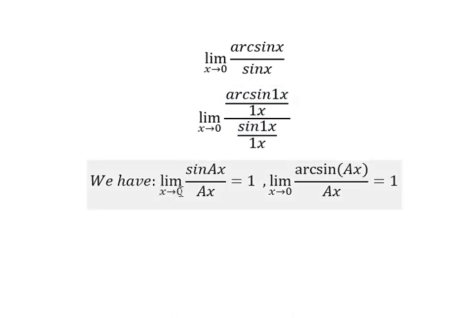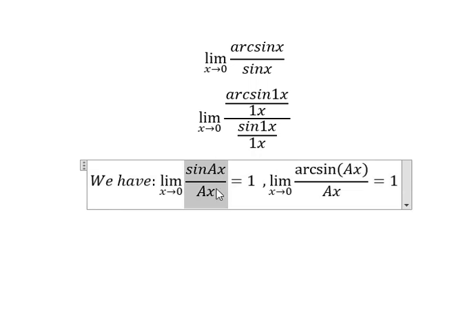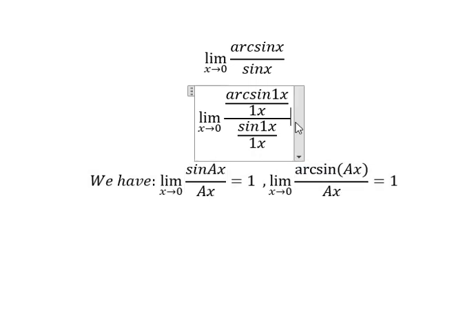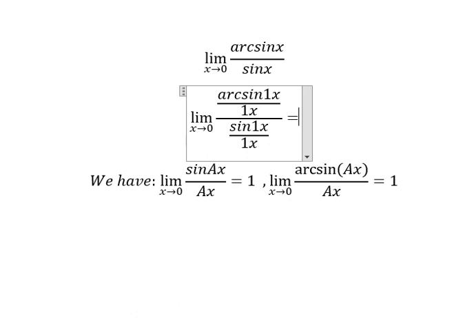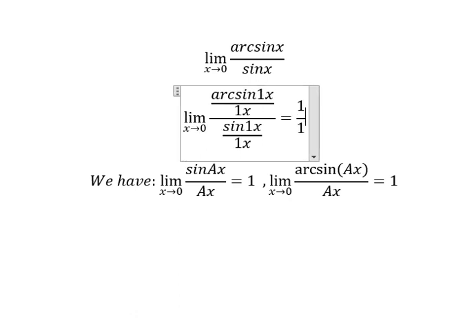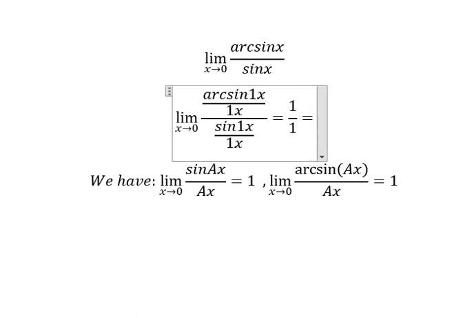So when x approaches 0, this one and this one equal 1. So the final answer is 1 over 1, and that is 1.